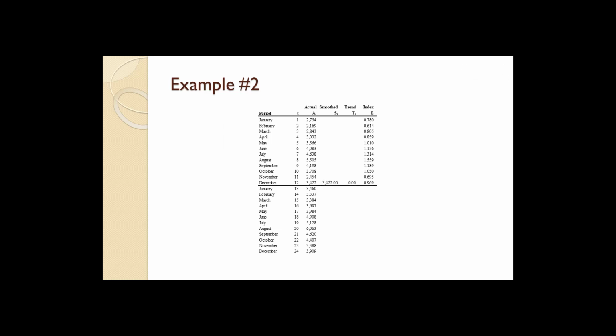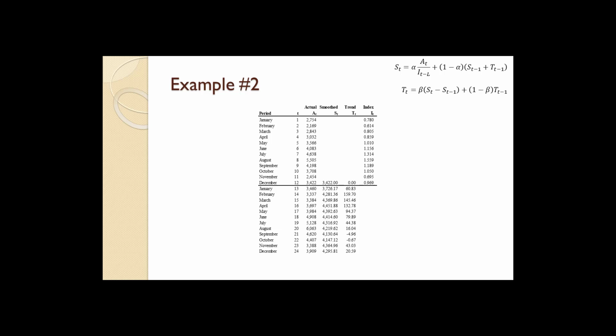We next seed the smooth and trend values. We let S sub 12 equals A sub 12 equals 3,422 and let T sub 12 equals 0. We are now ready to compute the S and T values going forward. The formulas we will be using are shown on the screen. Remember, you cannot go column by column. That is, you cannot calculate all of the S sub T values first and then calculate all the values of T sub T. Instead, you must go row by row, that is S13, T13, S14, T14, S15, T15, and so on.